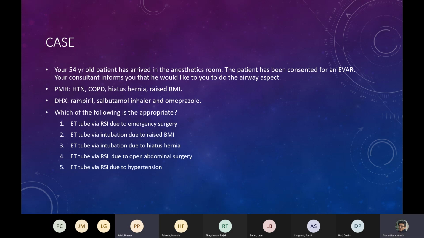Oh, Anush, you've put the answers on the Menti. Oh, have I? Yeah. I didn't realize. That's okay. Hide results. Oh, you guys knew the things. RSI is rapid sequence induction. I assume everyone saw the answer, so it might be best to go through it.